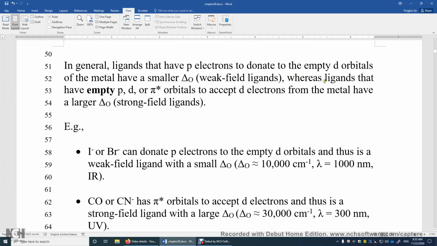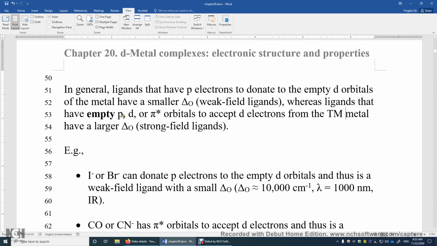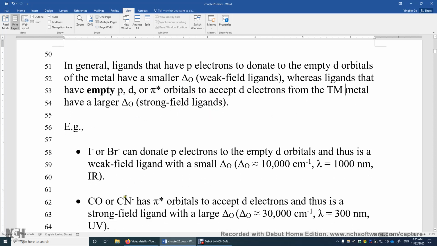And then ligands that have empty p orbitals, d orbitals, or pi star orbitals that can accept electrons from the d orbitals of the transition metal have a larger splitting, a larger delta O. They are called strong field ligands. All right, so I'm going to give you also a few examples.